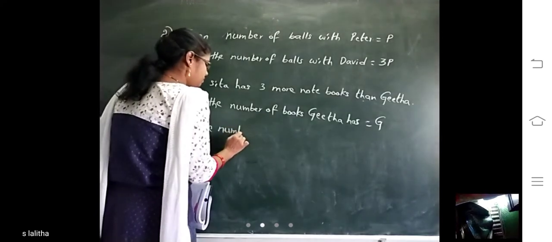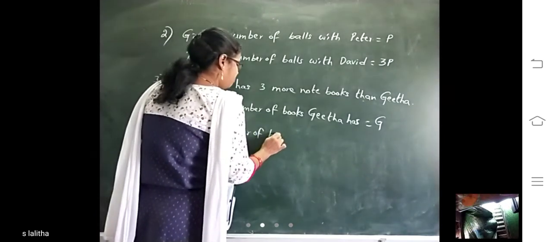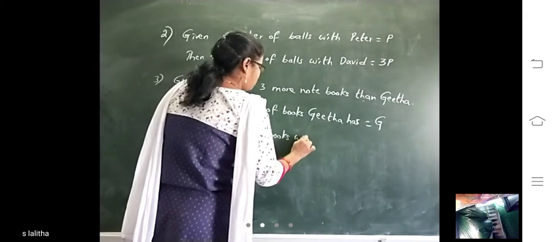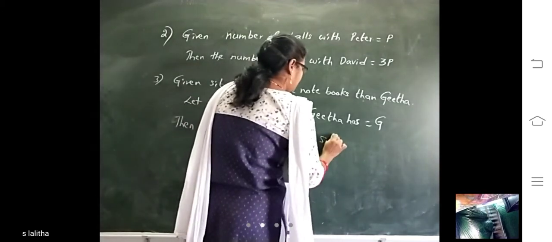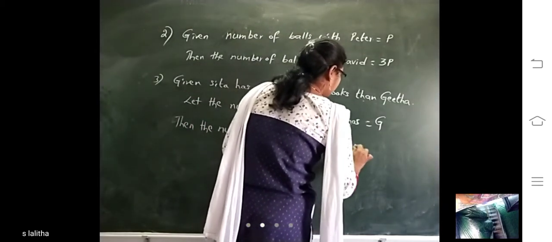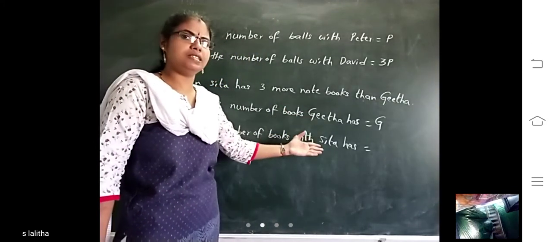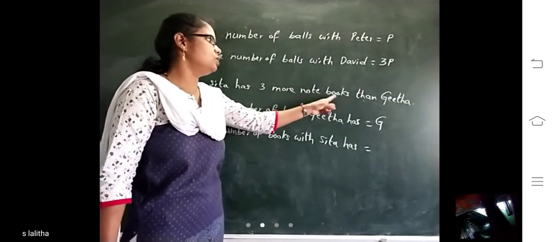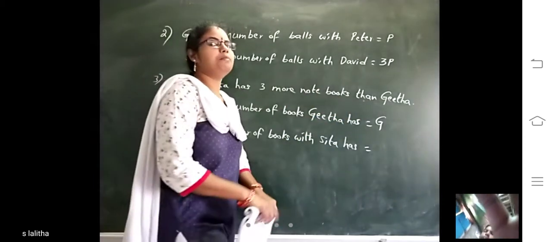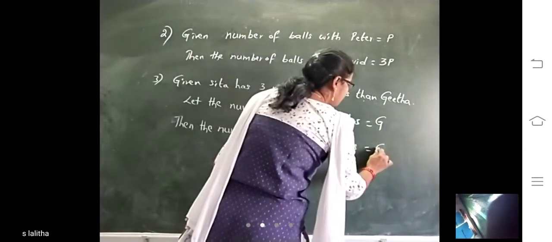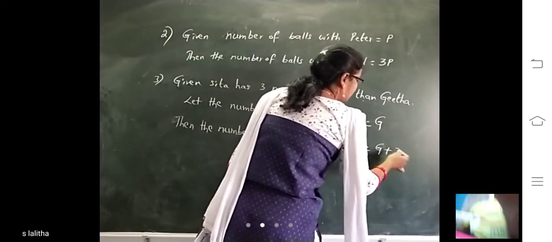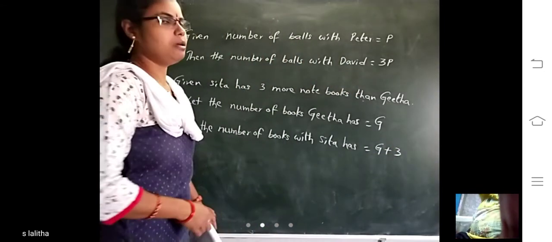Then the number of books Sita has. How many does Sita have? Three more books than Geeta. Geeta has how many books? G. So G plus 3, three more books. G plus 3. Okay, ma'am. Right.